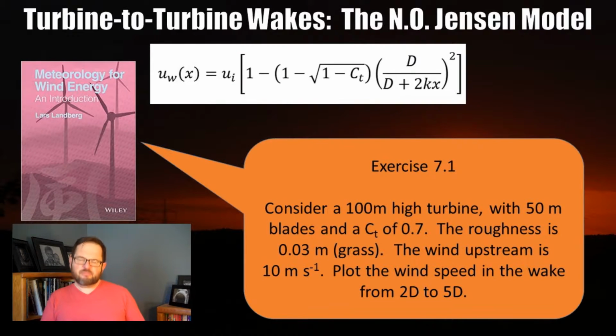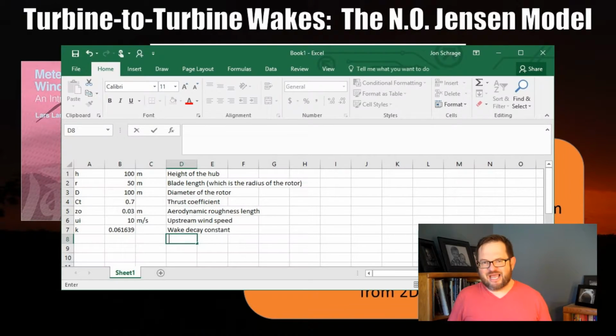Okay, I can think of a number of different ways to solve a problem like that, but I'm kind of a spreadsheet guy. I like to use spreadsheets for certain kinds of problems, so let me just show you how I did this problem. I took a little Excel spreadsheet, and I made myself a little table at the top that gives me all the givens in the problem. I have H and R and D and C_T and Z_0 and U_I and so on. And I actually computed K right there.